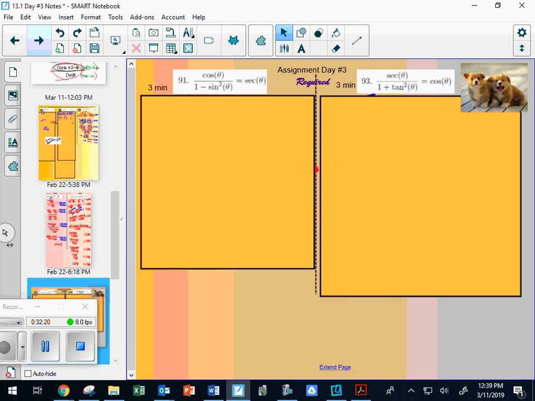Now, the two that I'm assigning, though, are these two: 91 and 93. The answers are there for these two. So try them, check them, and you only have those two problems for tonight. If you decide not to practice, don't expect to do better on your test. It will be impossible if you don't practice. That's all I got for you for today.